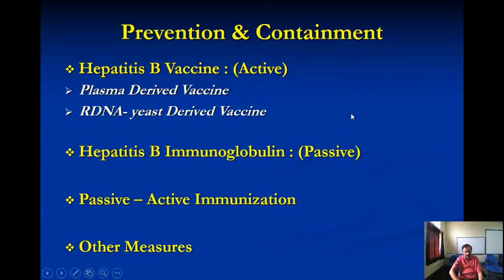Okay, let's discuss the prevention and containment of this disease. The main vaccine earlier used to be a plasma-derived vaccine, and I've got lots of slides on that. I had to delete all those slides because plasma-derived vaccine is today not being used much. We have a recombinant DNA virus vaccine, which is now being used. We also use hepatitis B immunoglobulin for passive immunity and passive active immunity, which we will discuss in detail.